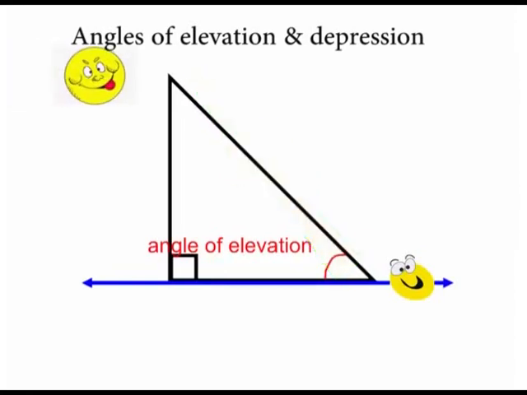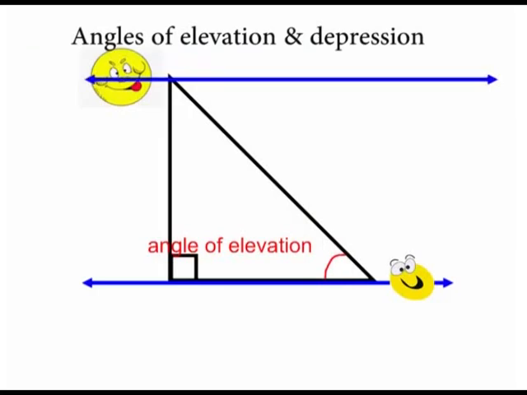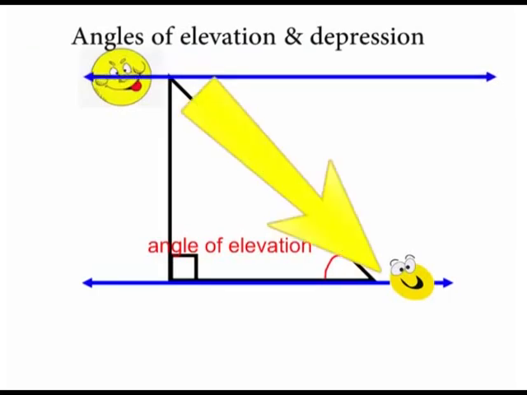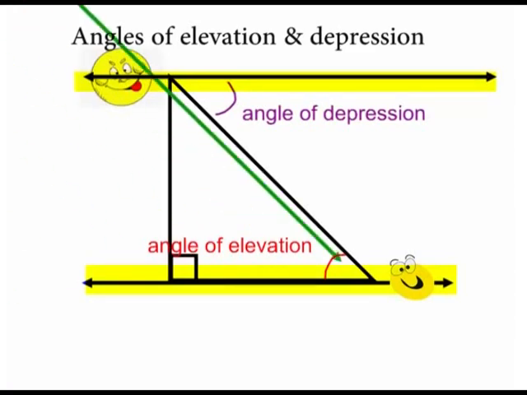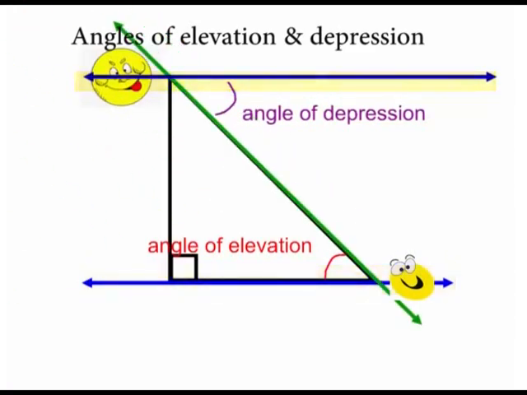So the angle is above the horizontal. Or maybe you are looking down at something. Straight ahead is the horizontal. And if you are looking below or downward, this will denote the angle of depression. And now we have two parallel lines and a transversal cutting across each line. It should be rather obvious really that the angle of depression is alternate to the angle of elevation, and so they are equal.